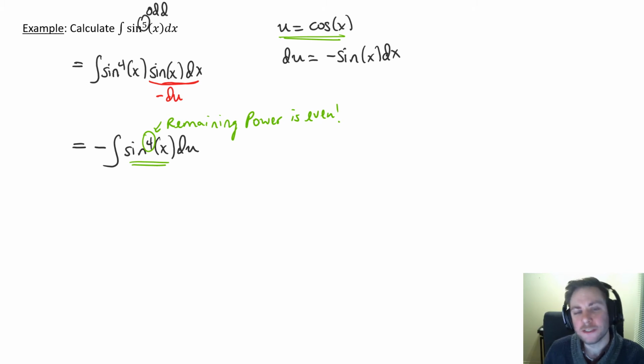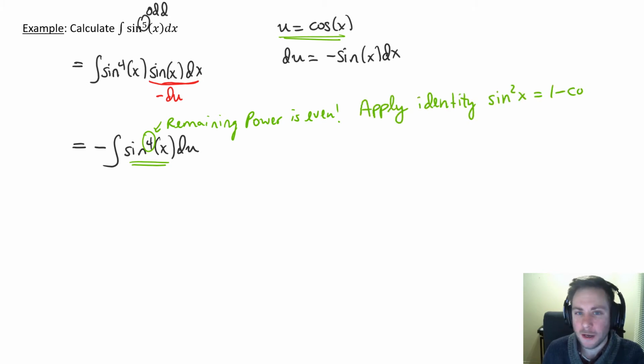Notice that's a direct consequence of the fact that we started with an odd power, hence the importance of looking for an odd power to solve these types of integrals. Let's write down the identity that we want to apply.